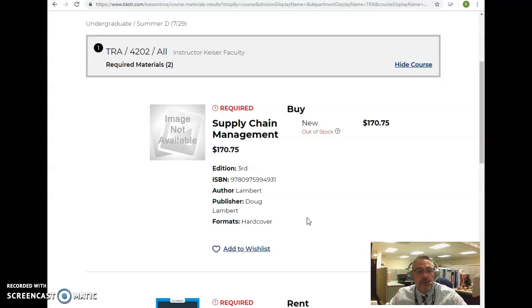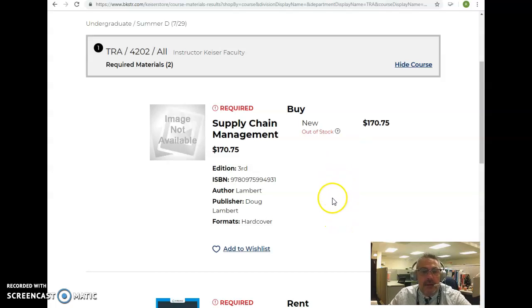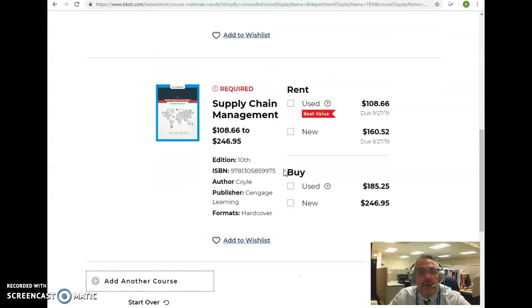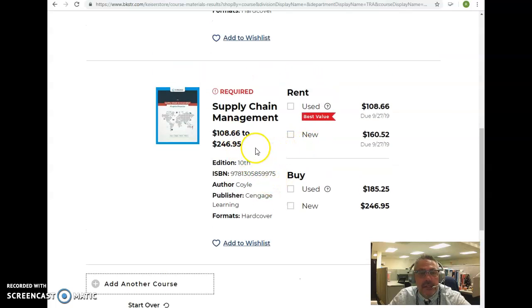There's no image for the book, but the book should look like this. So it's called Supply Chain Management, a Logistics Perspective. And you can either get it from the, and it's out of stock. Nice. Oh, here it is, right here. So it looks like it is in stock.